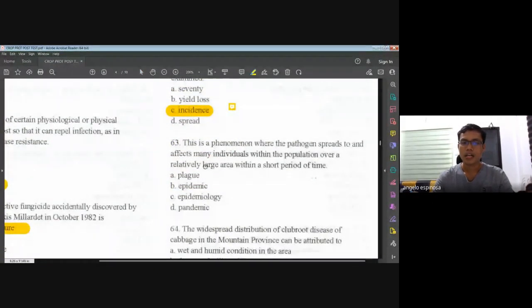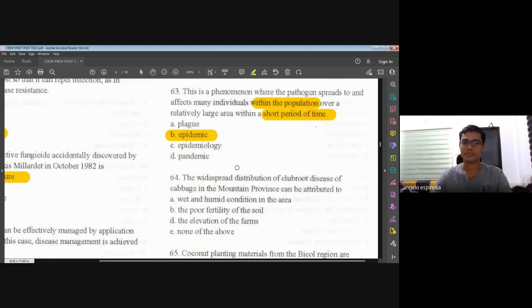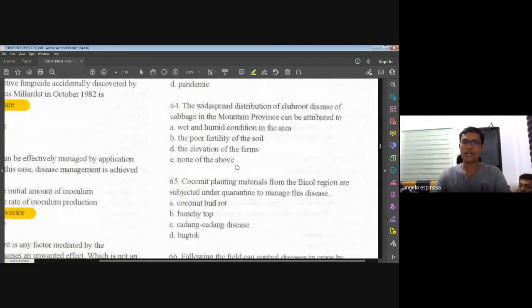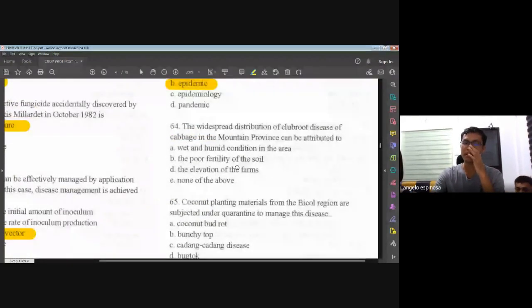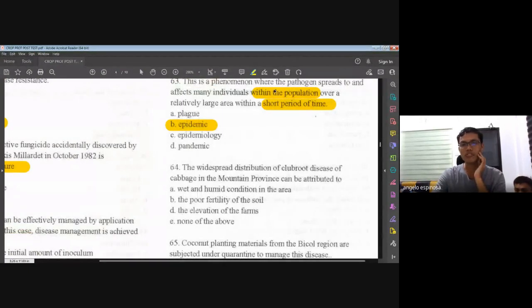Next, number 63. This is a phenomenon where the pathogen spreads to and affects many individuals within the population over a relatively large area within a short period of time. Ibig sabihin, ang kanyang spreading of the diseases. The correct answer is epidemic o COVID. Ayun. Number 64. Pandemic naman pag globally. Kaso within the population, within the country, that is epidemic. Pero paglabas na, that is already a pandemic.